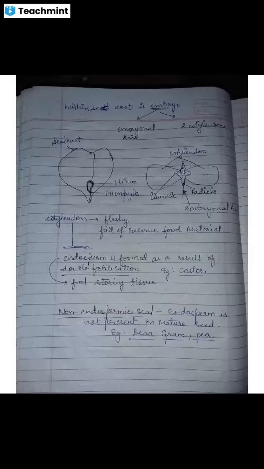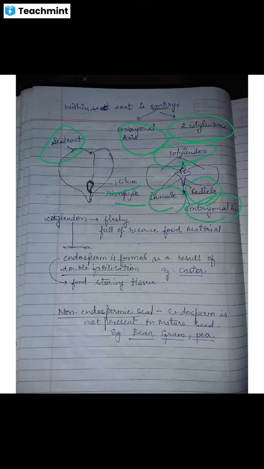Seed coat is the outermost covering, with layers outer testa, inner tegmen. Hilum is a scar on the seed coat through which the developing seeds were attached to the fruit. Micropyle above hilum is a small pore. Within the seed coat is the embryo, embryonal axis and two cotyledons. Seed coat is present on the outer side, hilum is present, micropyle is present. The two cotyledons are present, plumule and radicle, and embryonal axis in between.